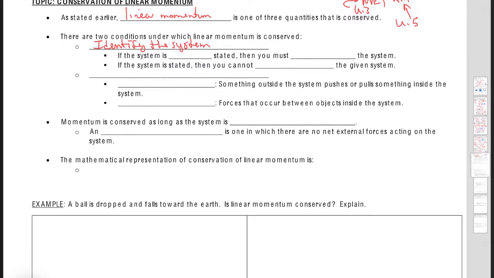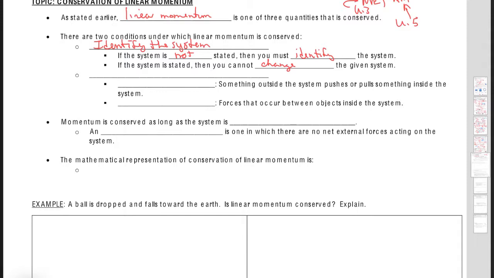Now a couple of things. For the AP test, there are really two things. One, if the system is not stated, then it's up to you to identify the system. AP says if we don't identify the system for you, you have to do that, and we're going to grade you accordingly. Two, if the system is stated, then you cannot change or alter that system. If it tells you it's the moon-earth system, you can't change it to be the earth or the moon. They're looking at the moon and the earth together. So that's the first condition: you need to identify the system.